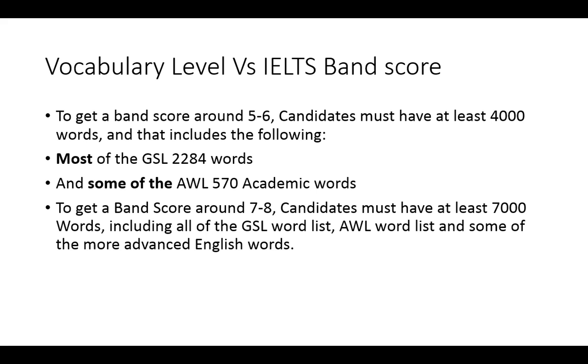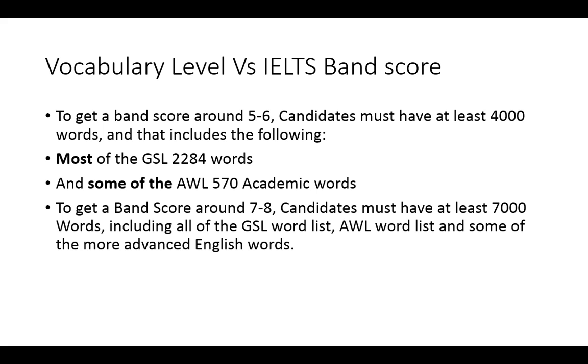real life. So basically, if you're looking at 5.5 to 6 on IELTS general training, your vocabulary should be at least around that, the 4,000-ish vocabulary. Otherwise, it will be really hard for you to get a band level around 5 to 6.